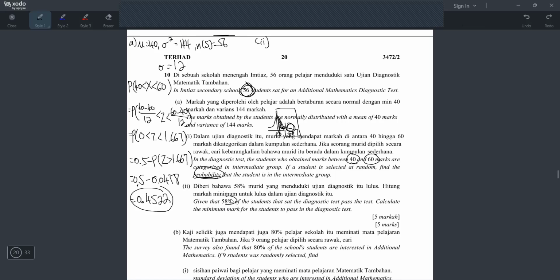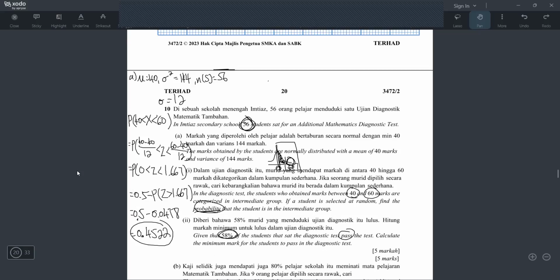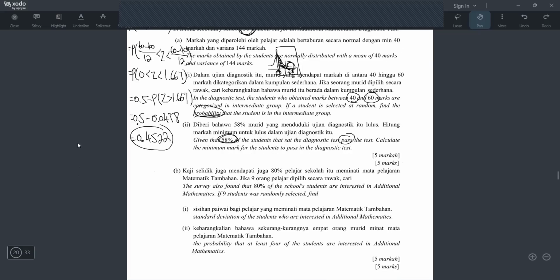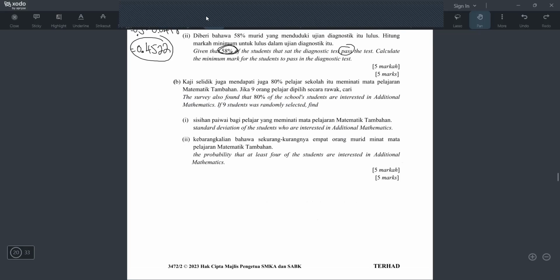So given that 58%, so this is definitely the probability. Because percentage, automatic is talking about probability one. So 58%, which is probability, is the probability of students that sat the diagnostic test and pass the test. So this 58 is the probability of passing. Calculate the minimum mark for the student to pass in the diagnostic test. So 58% pass. So how? Okay, where should I do the working? I think I should do it here, down here, because I need a lot of space. So number 2, so A2, the probability of something equals to 0.58, because 58% means 58 divided 100, right?